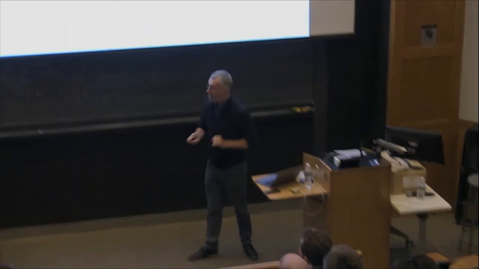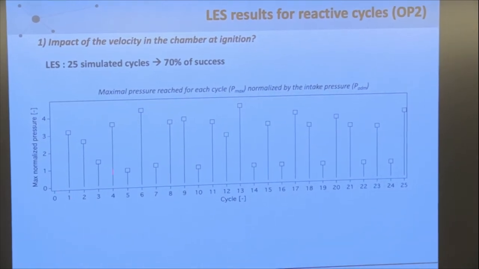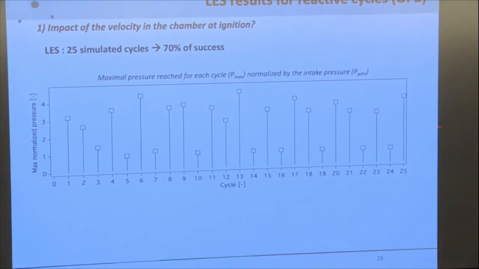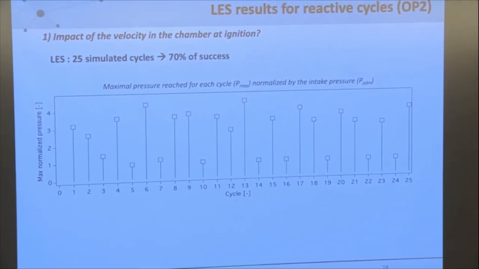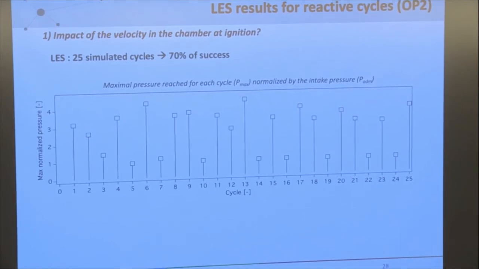So this is cycle after cycle, and it is the maximum pressure. If the maximum pressure is about 1 bar, it means there was no combustion, and if the maximum pressure is large, it means this cycle has been burning. This is only LES data. So you see there are two groups of cycles.